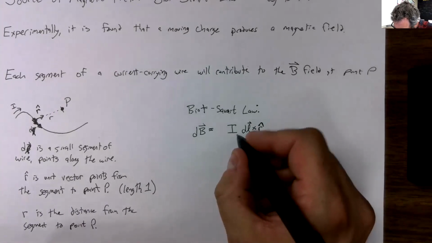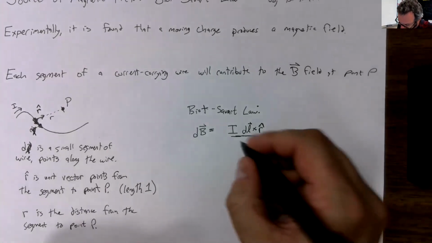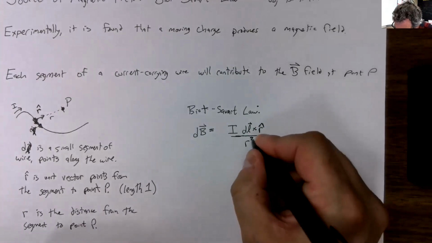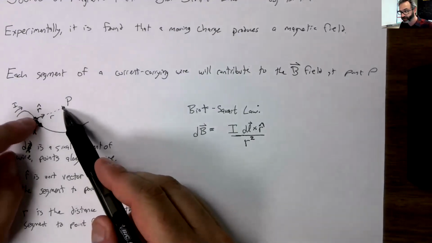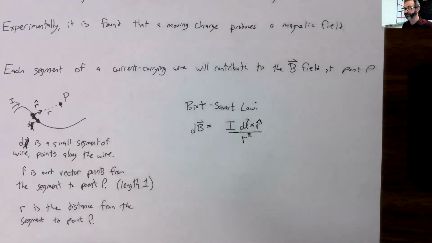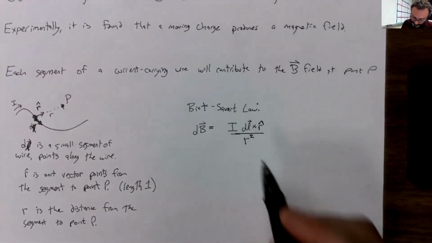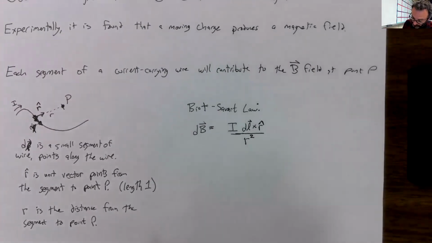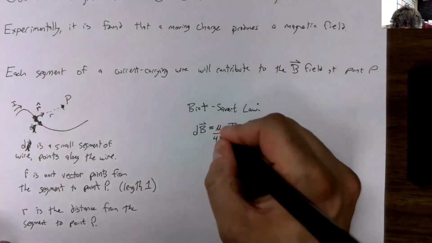And just like the electric field, it falls off as we get farther away from the element, and it falls off like r squared. If point P is twice as far away from our current element, the magnetic field will be 4 times as weak. That's just like with the electric field, right? If you get twice as far away from a charge, the electric field there is 4 times weaker. It's an inverse squared law. The only other thing we need to put in here is the constant mu naught over 4 pi.